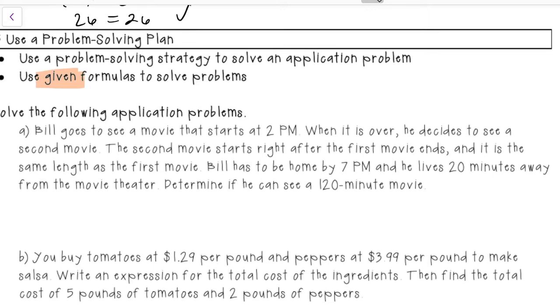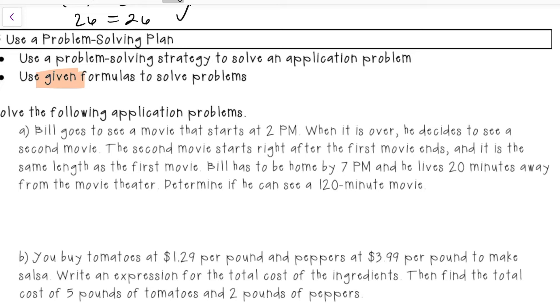Bill goes to see a movie that starts at 2 p.m. And then when it's over, he decides to see a second movie. And the second movie starts right after the first one. And it's the same length as the first one. Bill has to be home by 7, and he lives 20 minutes away from the movie theater. Determine if he can see a 120-minute movie. There's 2 different ways that you could probably solve this one. If you're an equation person or an inequality person and you want to write an equation or inequality, be my guest. I am more of a, well, let's just kind of think it through kind of person.